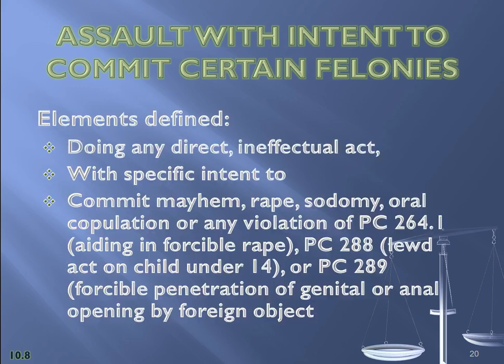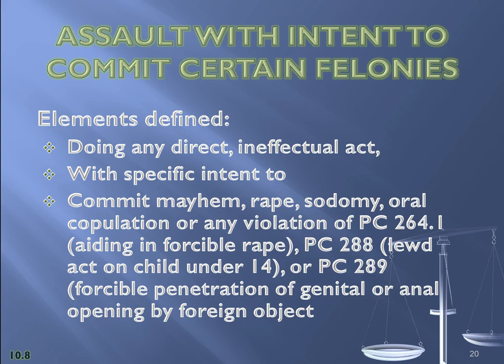And then there's assault to commit certain felonies. There are certain crimes where the crime actually may not be totally carried out or completed, but yet the person's actions dictate their specific intent to do any one of these types of crimes. So let's take a look at it. Assault with intent to commit certain felonies, and the elements include doing any direct or ineffectual act with specific intent to. So Penal Code 220 is the section you want to know.